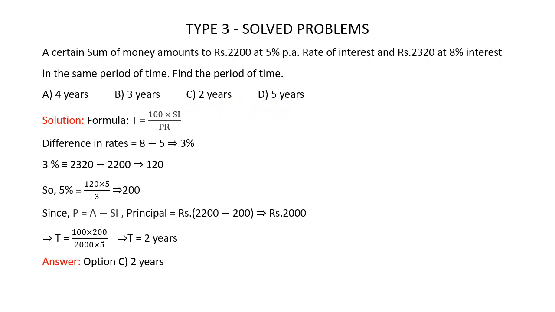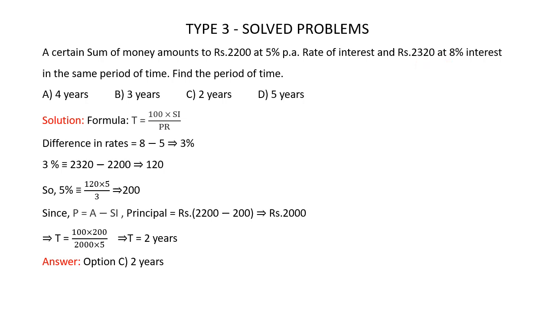So here the difference in the amounts is given in this question. And you're asked to find the period of time. Period of time can be calculated using the formula T is equal to 100 multiplied by SI divided by PR. Now it's given in the question that the period of time is the same for both the cases. So you can find the time either for the first case or for the second case. It is the same.